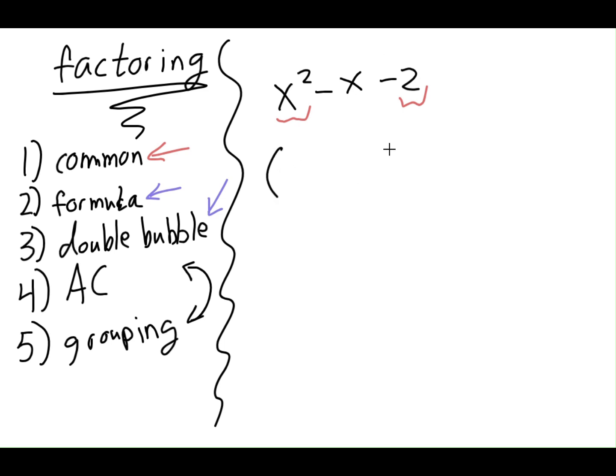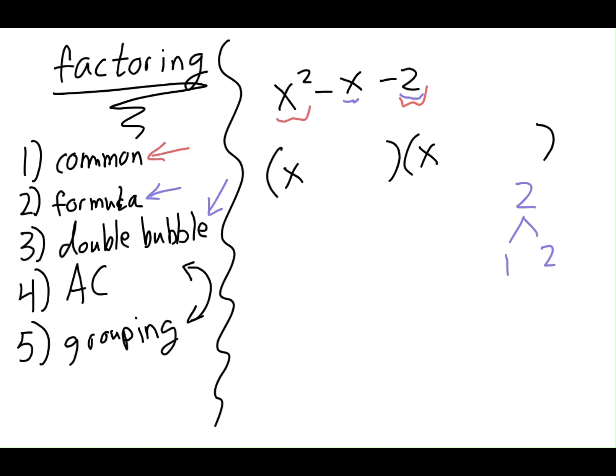So when you do the double bubble, you just put parenthesis, parenthesis, x and x. You always start off the same way. But then we want to find two numbers that multiply to give you 2 and add to give you 1. So what I like to do is just write the 2, and I like to ignore the negatives until the end. They are very important, but I'll ignore them until the end. And just think, okay, how can I multiply two numbers to get 2? Well, there's only one option, 1 and 2.